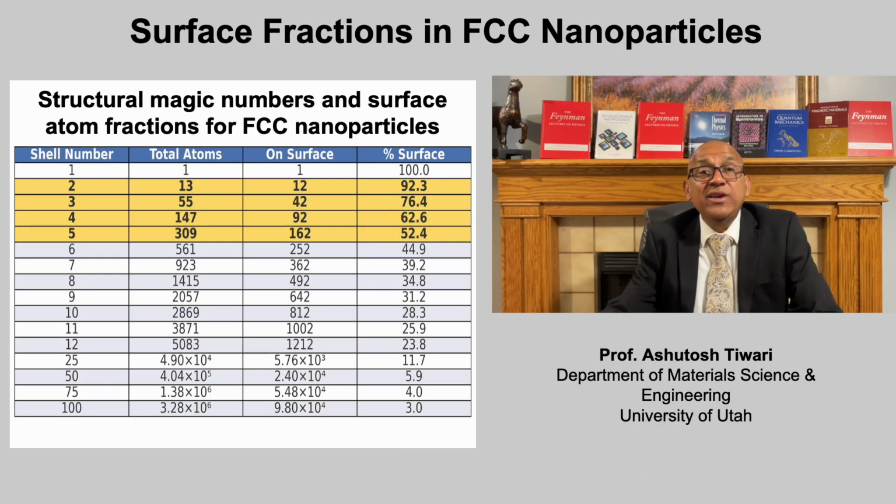In this table, we can clearly see the sequence of structural magic numbers starting from 13 atoms, then 55, 147, 309, and so on. Each of these corresponds to a fully closed shell in FCC packing, where the particle achieves geometric stability. Notice also the fraction of atoms on the surface, more than 90% for very small clusters, gradually decreasing as the particle size grows. This trend highlights why small nanoparticles are dominated by surface effects, while larger ones behave more like bulk materials.